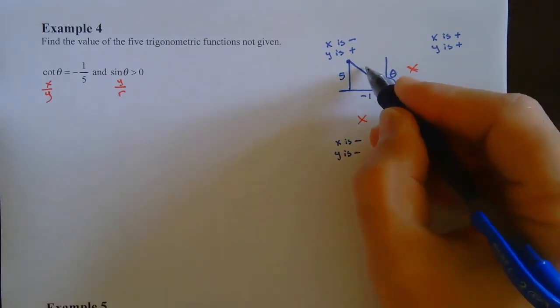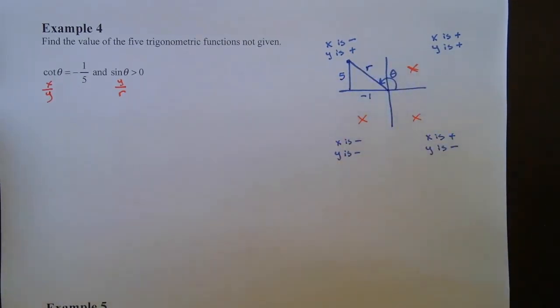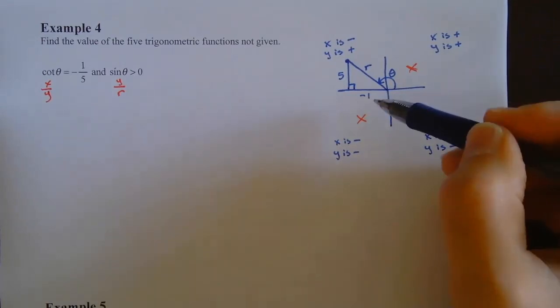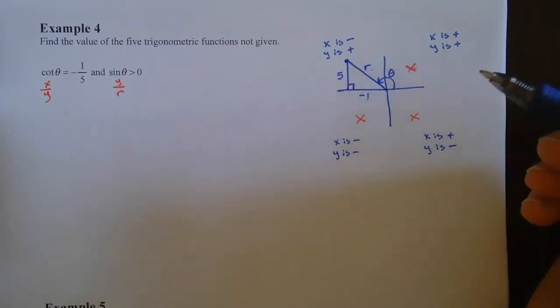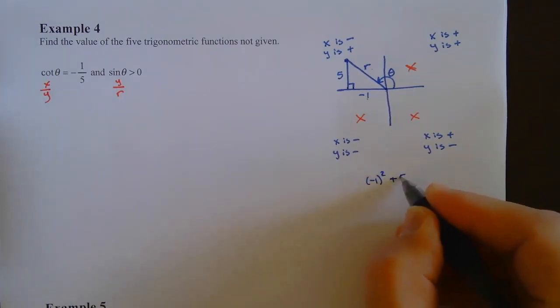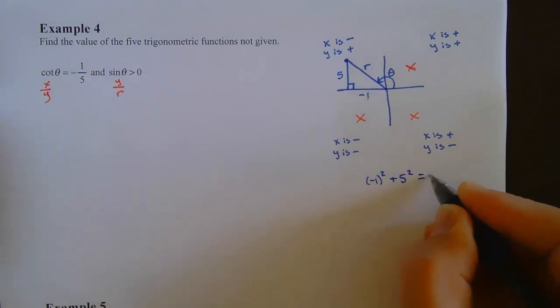Now my job is to figure out that r, the hypotenuse. Well, what can I use? I should put a little right angle in here. What do I know? x squared plus y squared equals r squared. So (-1) squared plus 5 squared is equal to r squared.